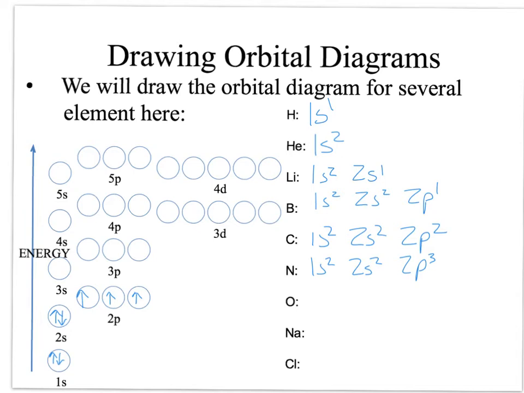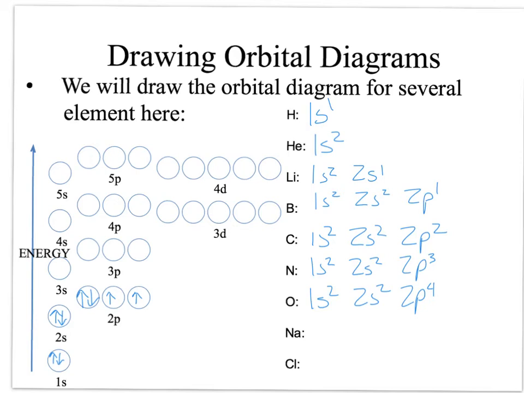Looking at nitrogen, it has 1 more electron than carbon, so we get to fill those 3 2p orbitals. We get to put an electron in each one of those. Notice that the only thing in the electron configuration that is changing here is that addition of the electron in that p orbital.